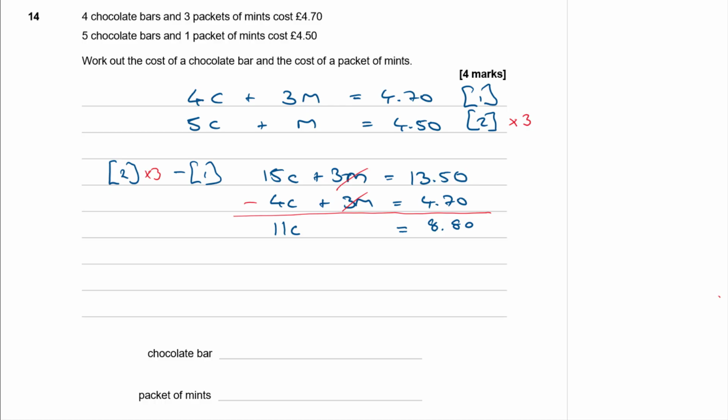So 11 chocolate bars cost £8.80. So dividing both sides by 11, a chocolate bar is going to be £8.80 divided by 11, which I believe is 80p. Isn't that right? So a chocolate bar costs 80 pence.